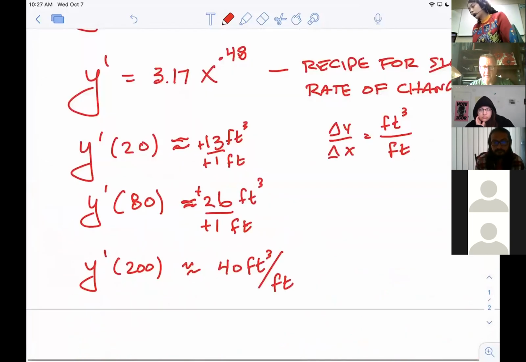And now you kind of see what calculus adds to this. It's not slope, it's a little too generic. It's rate of change. Slope is rate of change, but you just got to throw the units in there.